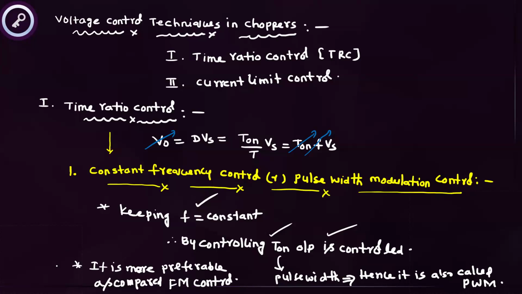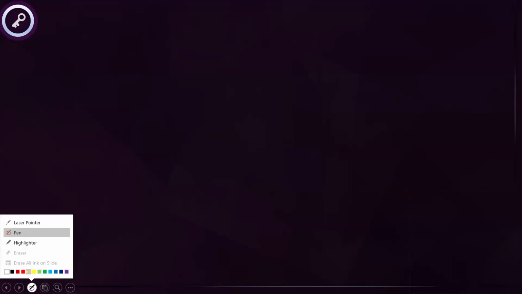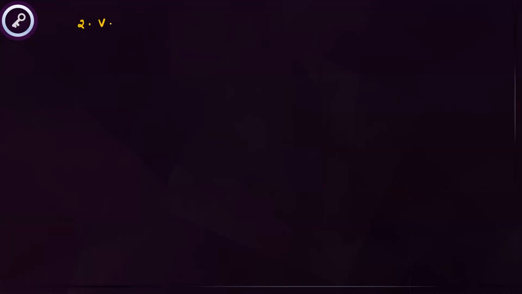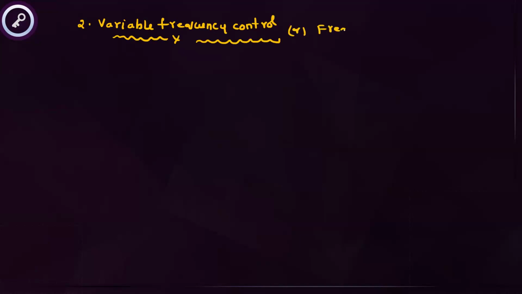Next, the second one is frequency modulation. The second method is variable frequency control, or frequency modulation. For these waveforms also there are diagrams, but I am not giving them, not required. Variable frequency control is also called the frequency modulation technique.